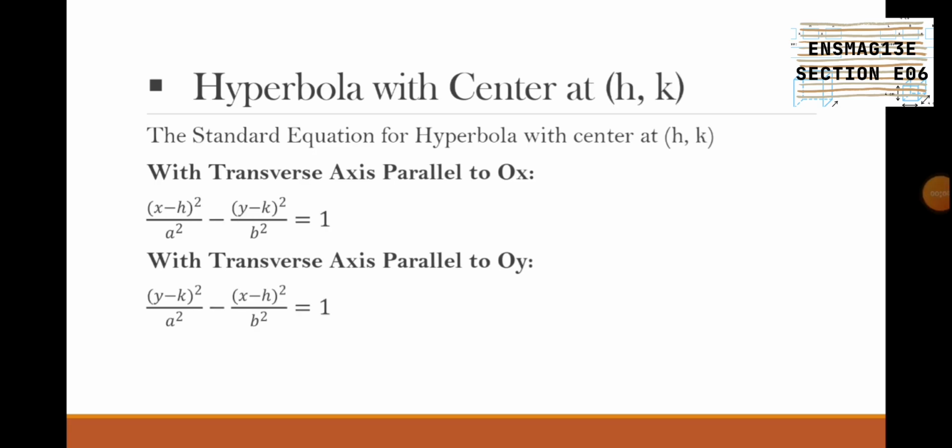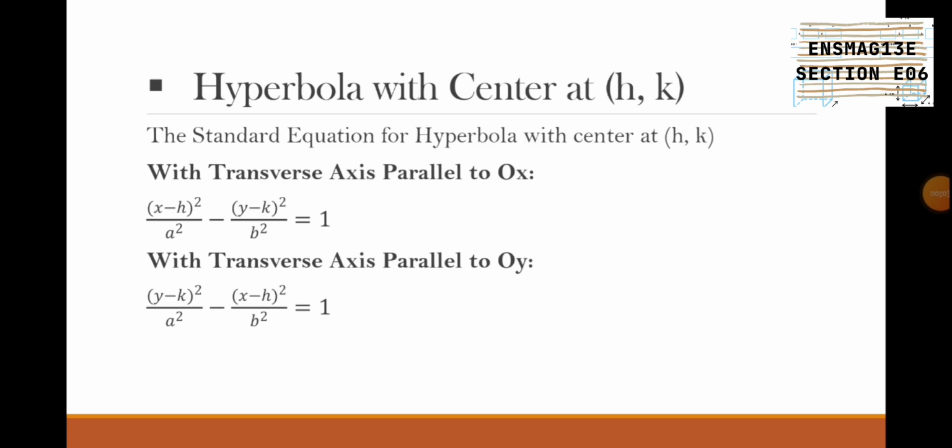Standard equation for a hyperbola with center at coordinates (h, k), with transverse axis parallel to the x-axis: (x minus h) squared over a squared minus (y minus k) squared over b squared is equal to 1. For a hyperbola with transverse axis parallel to the y-axis: (y minus k) squared over a squared minus (x minus h) squared over b squared is equal to 1.